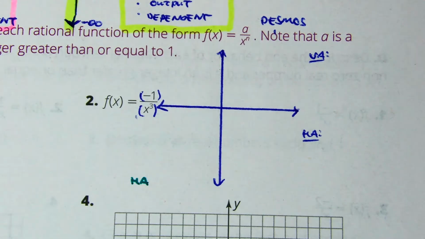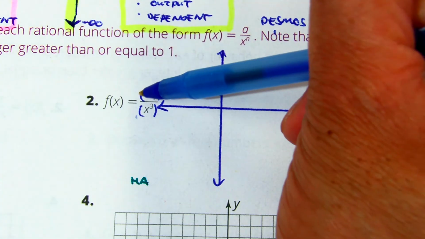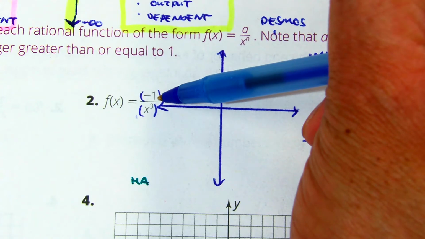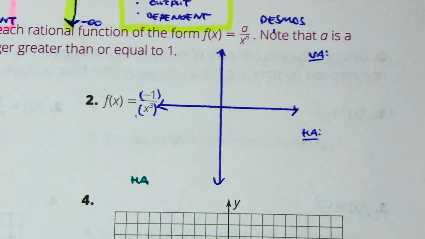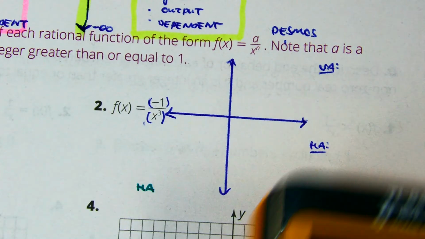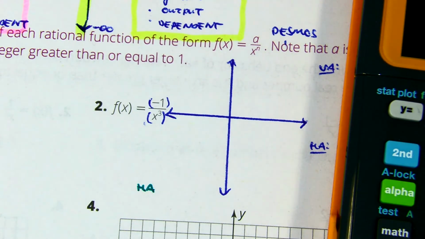When you put that into Desmos, I recommend using parentheses for your fractions, because if you don't, your graph won't look like mine. So let's do it together. I'm using a graphing calculator, so if you have a graphing calculator, I'm just going to press on.